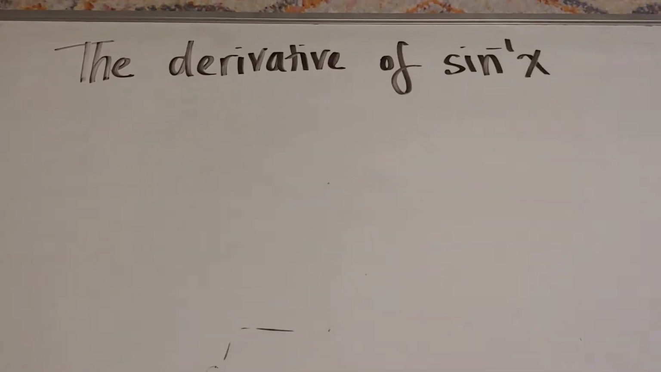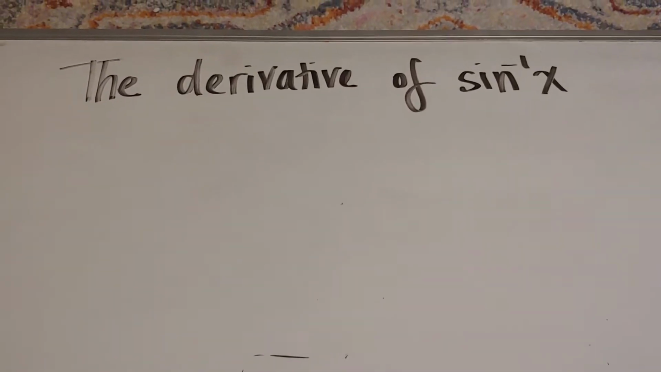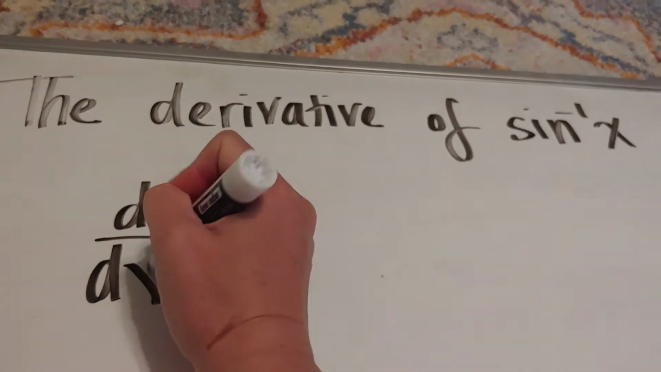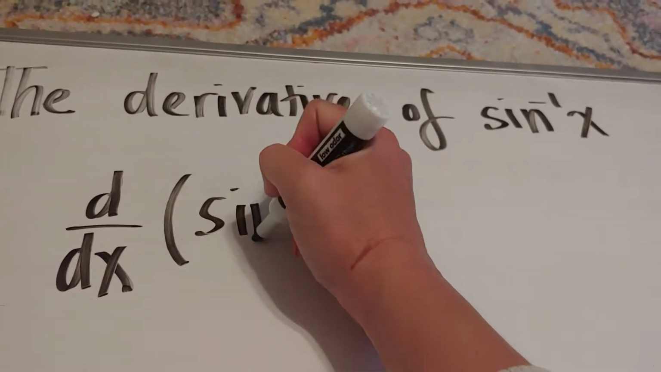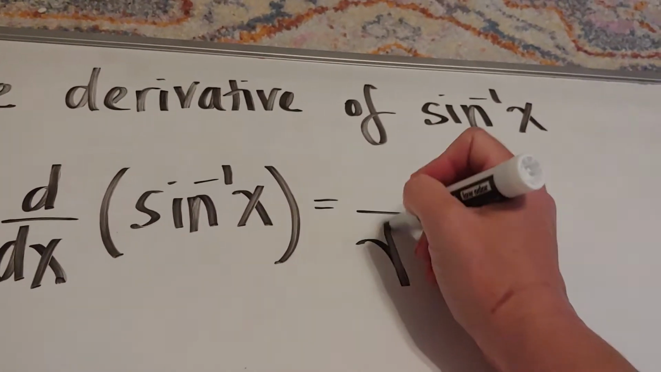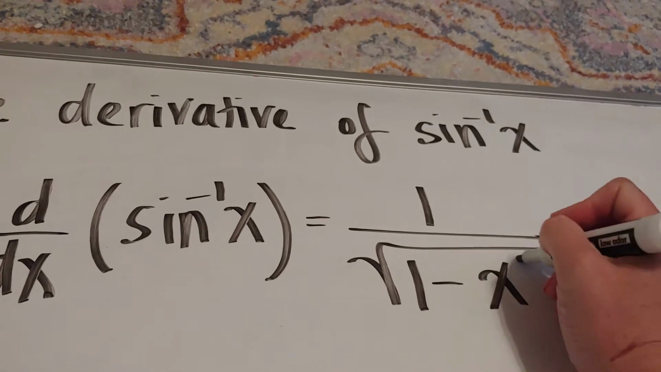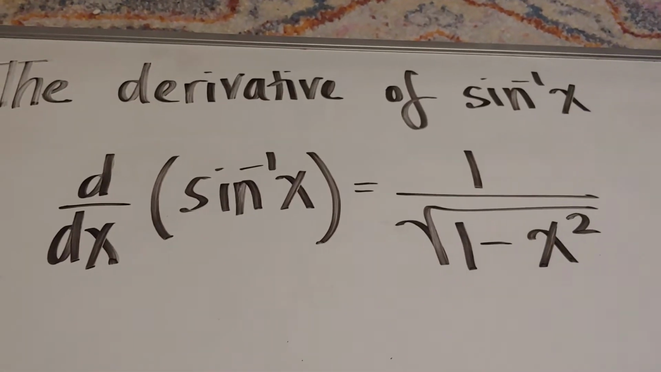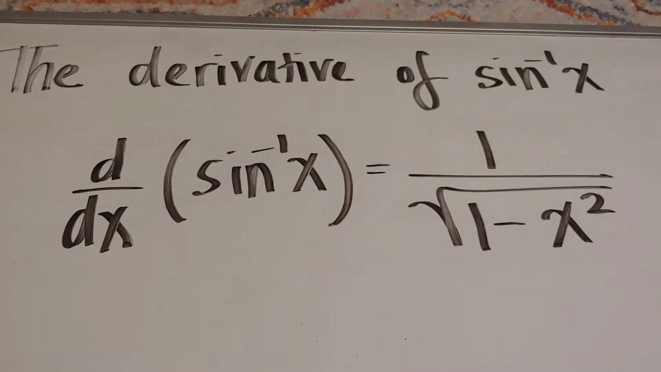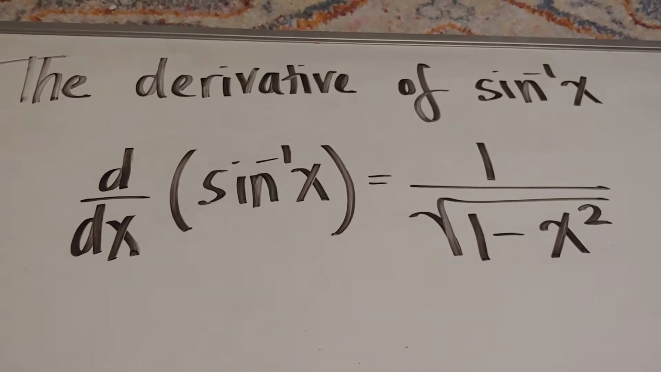In this video, we're going to be looking at the derivative of sine inverse of x. So here's our fact that you want to memorize. The derivative of sine inverse of x is 1 over the square root of 1 minus x squared. You didn't think that was going to be it, huh? You probably thought the derivative should be the cosine inverse. I did when I first was learning this.